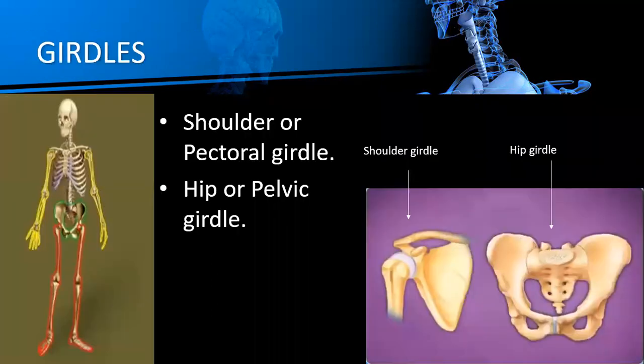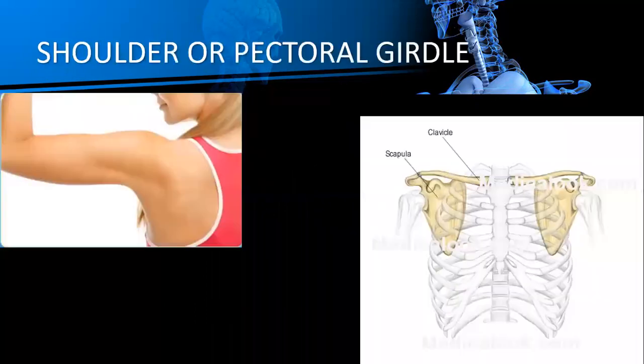Girdles. The arms and legs are supported by a set of bones called girdles. We have 2 girdles in our human body, the shoulder or pectoral girdle and the hip or pelvic girdle.